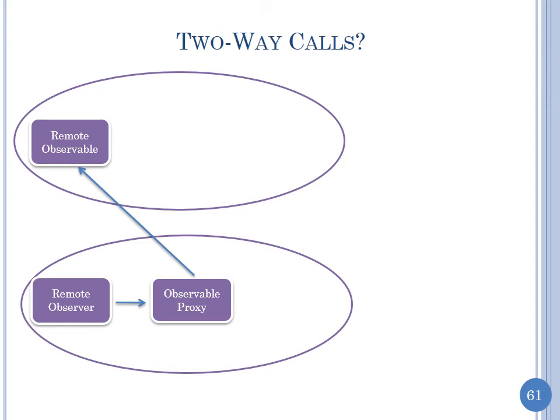Okay, so the observable can be in a server, and the observer can be in a client. What if the observer pattern also requires the observable to be able to send notifications to the remote observer? So how do we allow that to happen, given this architecture?